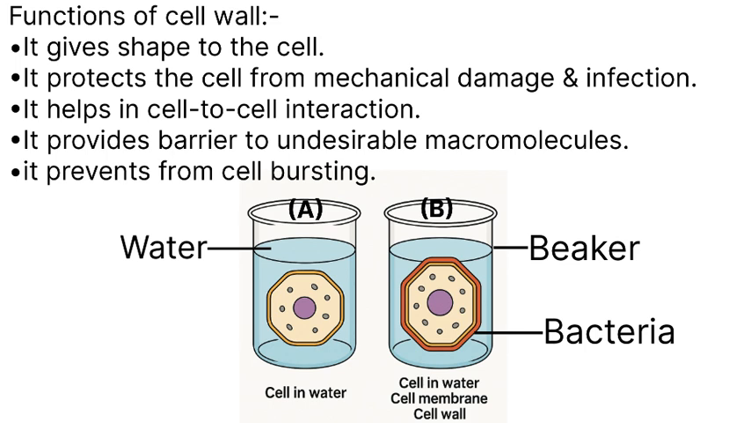Water starts entering the cells by osmotic pressure, and it creates turgidity inside the cell. That is a pressure which pushes the membrane outwards, and suddenly the cell bursts. But in the other beaker, you will see the cell has another layer, the cell wall, on top of the cell membrane that resists the pressure created by the water intake. Now I hope it is clear to you how the cell wall prevents the bacteria from bursting.